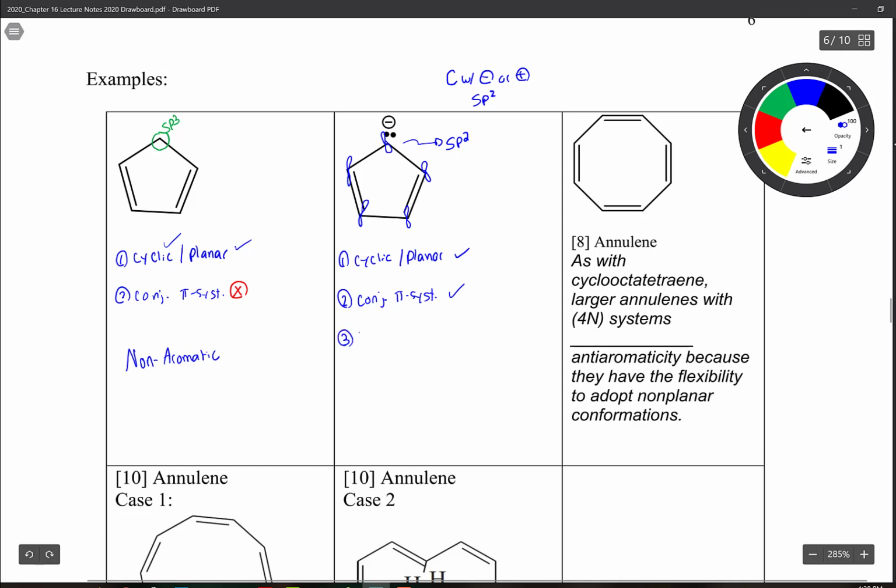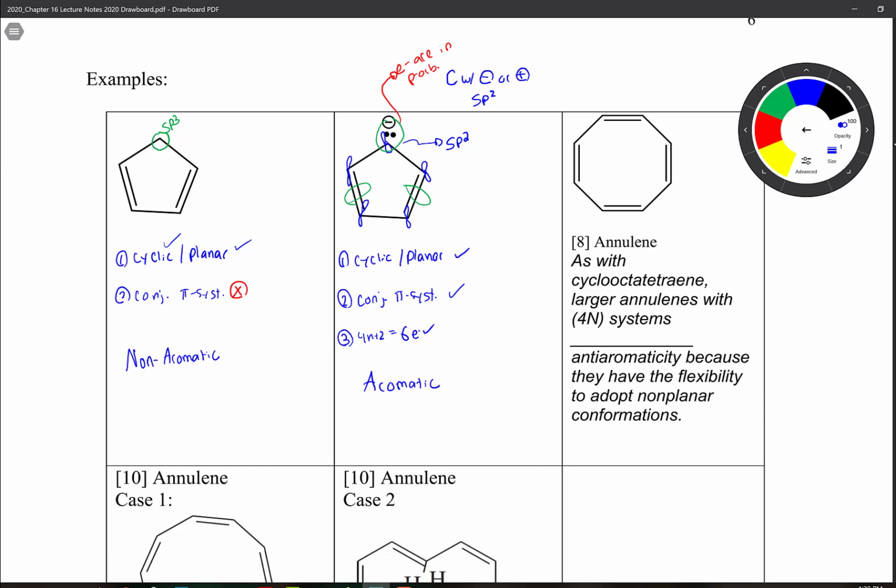All right, so what about 4n plus 2 electrons? Well, let's count them up. So we've got 2, 4, and these electrons, and this is important, these electrons are in the p orbital. So they're counted. So 2, 4, and 6. That gives us 6 electrons. That is an aromatic number of electrons. Think of benzene. So this is aromatic.